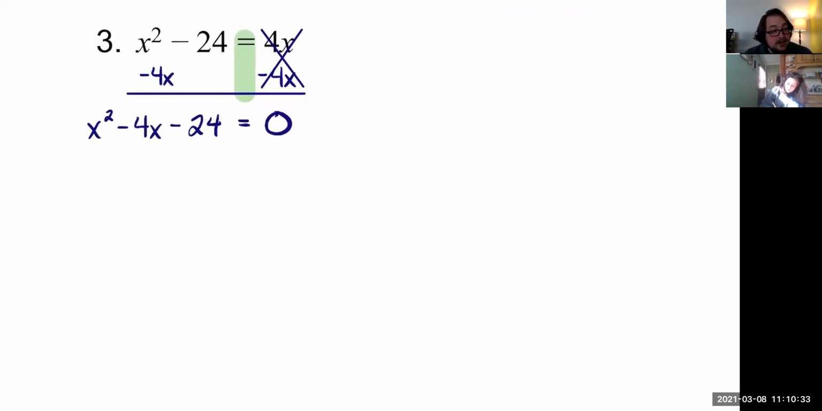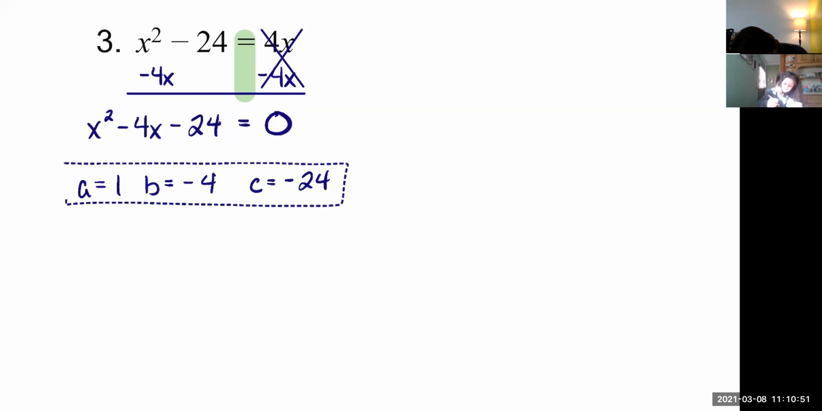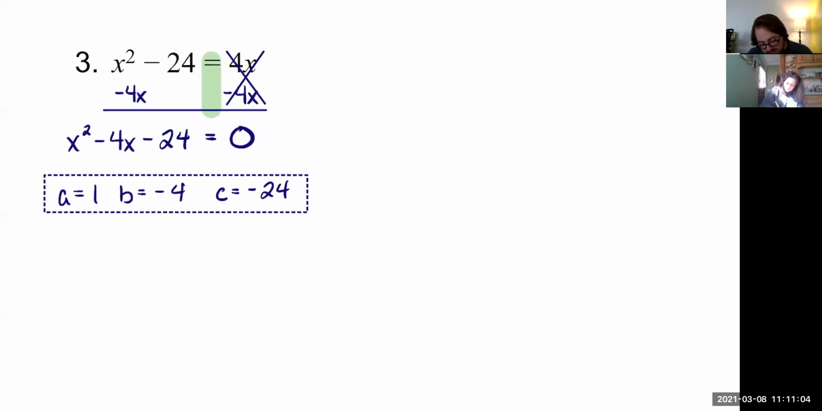So with it set equal to 0, what's my A? 1, A is 1. What's my B? -4. And my C? -24. Again, if you weren't paying attention when you were setting it equal to 0, and if you just threw the terms wherever they were, you would have your A, B, and C possibly scrambled up. And because they have to be dropped into particular spots in the quadratic formula, that's going to mess up your answer.